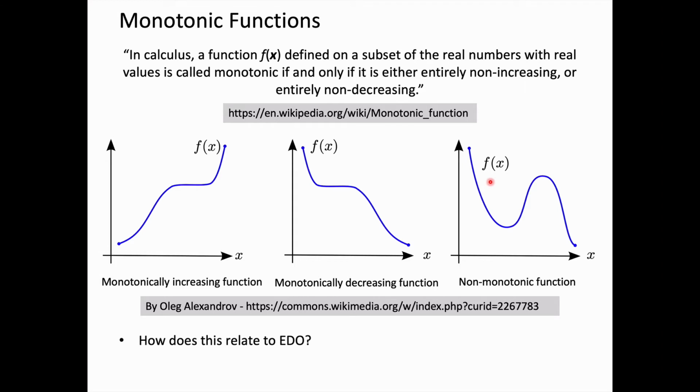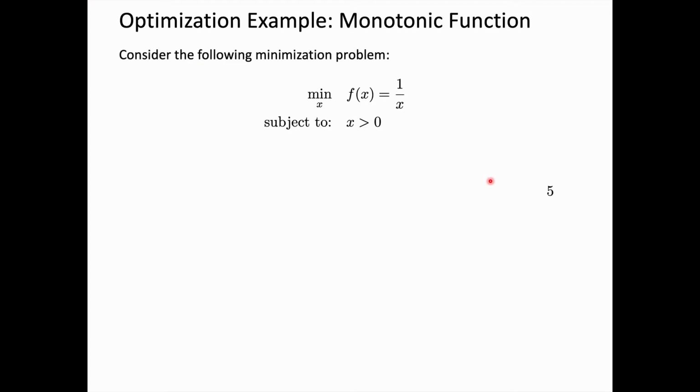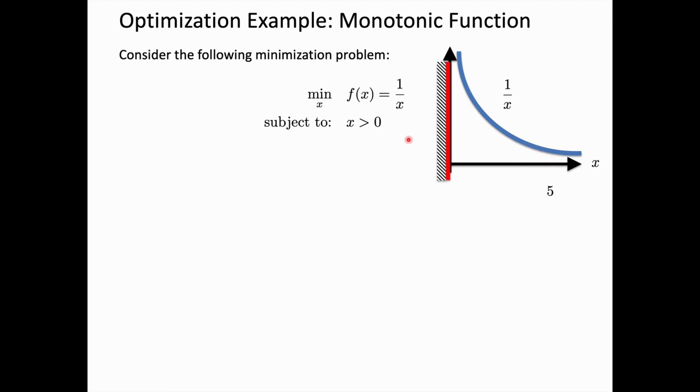How does this relate to engineering design optimization? Let's ask this question. What might happen if we try to optimize monotonic functions? Here's an example. Suppose we have a minimization problem. We have a simple positivity bound on our scalar variable x, and we want to minimize 1 over x. What does this look like? Well, this is roughly a sketch of what the inverse function looks like. And if we add our bound here, we can't go negative, and we want to minimize this problem.